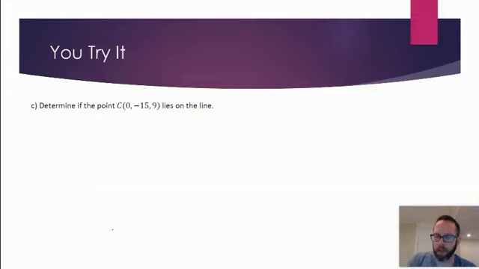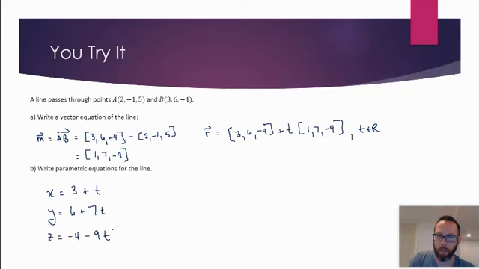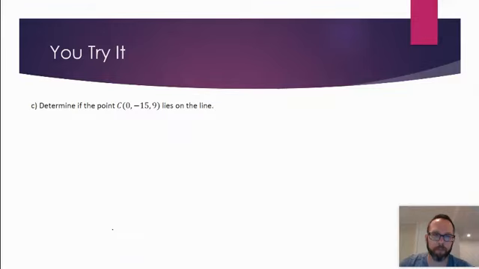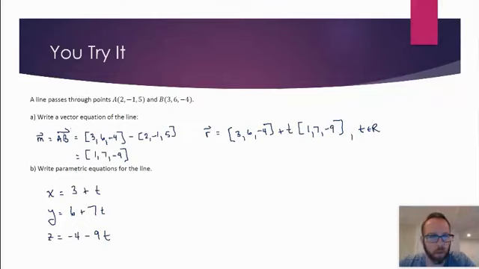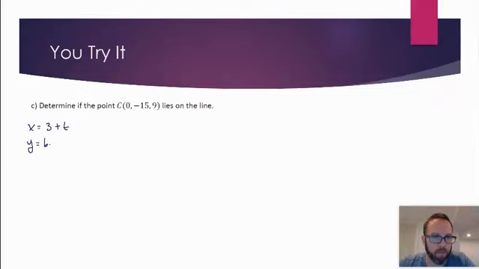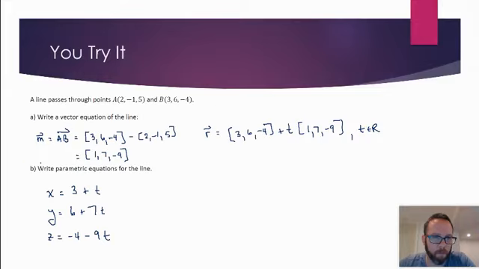We did an example last lesson of determining if a point is on a line. So we can do the same thing with lines in R3. I'm going to use my parametric equations, so you can use yours. We should get the same conclusion either way. So I'm just going to rewrite my parametric equations, so I don't have to keep flipping back and forth. x is 3 plus t, y is 6 plus 7t, z is minus 4 minus 9t.